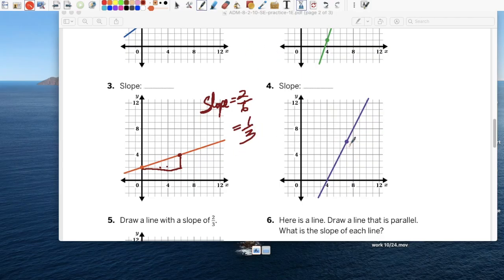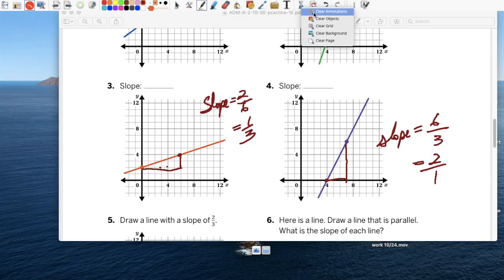Next one. Again, here's the point that they picked for us, and let's pick this guy right here. Intersection, draw a triangle. And we're talking about slope. What's the height? 1, 2, 3, 4, 5, 6. What's the base? 1, 2, 3, and the slope is 2. Remember, it's 2, but you can also think of it as 2 over 1. That's going to come in handy a little bit later.